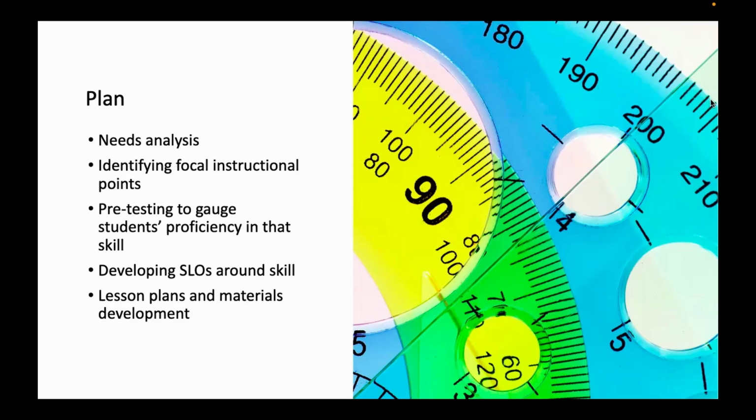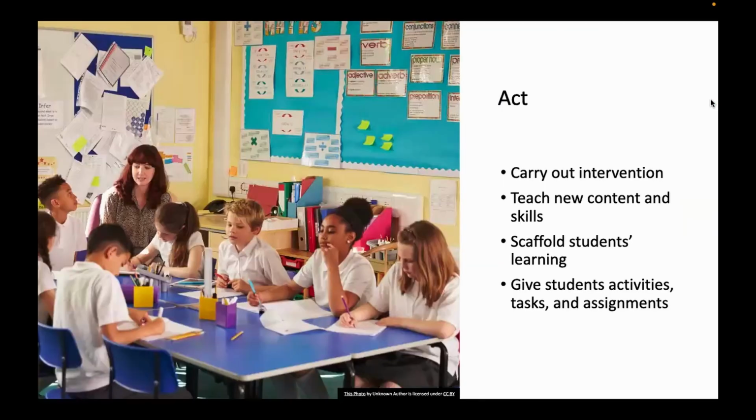Okay, so then you start planning out how much time am I going to do this? How is this going to work? And so you make your lesson plan to reflect what you want to try in your teaching. Then you act. You actually do the thing you want to investigate. So you carry out the intervention, however long it takes.